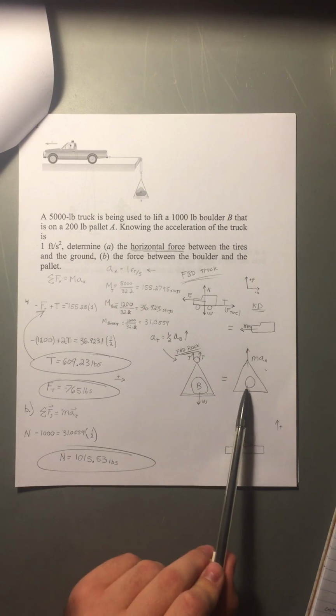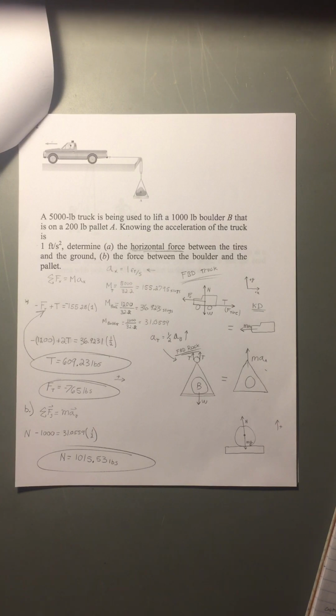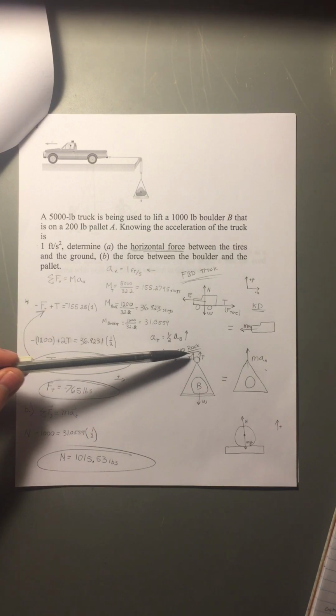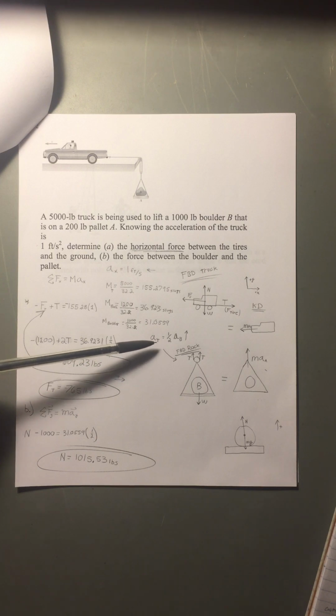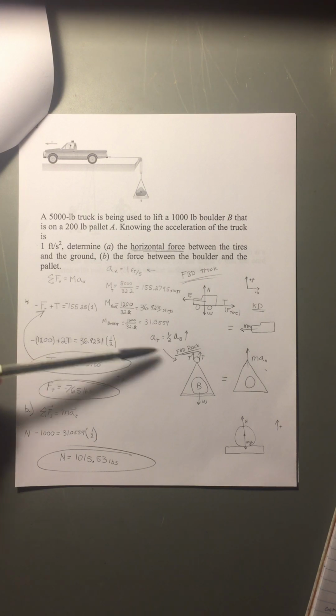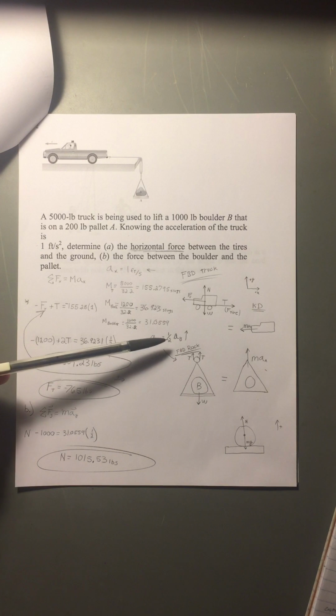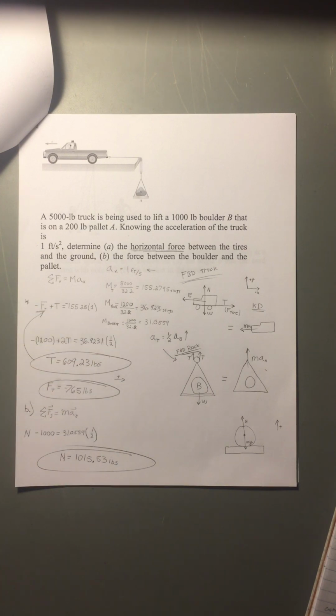And then that can equal this diagram here. And so looking at this relationship, there's 2 tensions here and only 1 up at the truck. And so we can relate that to find that the acceleration of the boulder is 1/2 the acceleration of the truck. And so using this, we can create an equation in the y direction, which I've done right here.